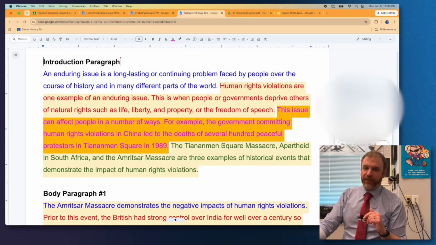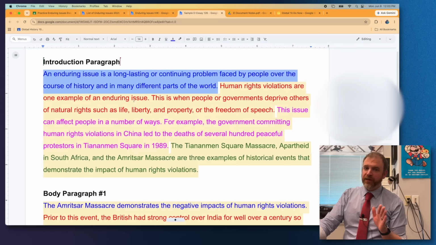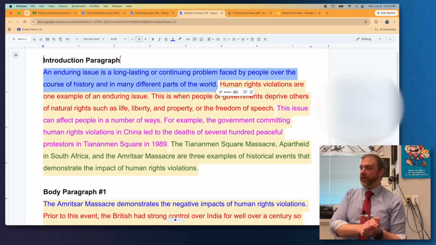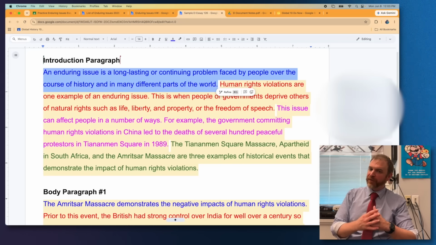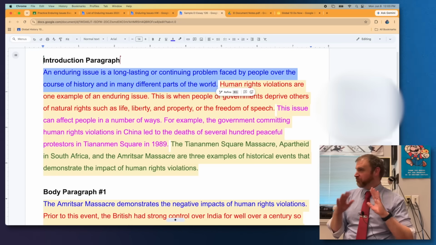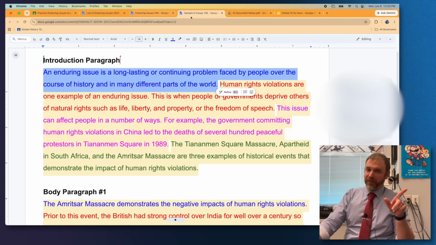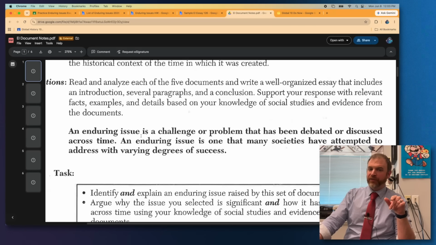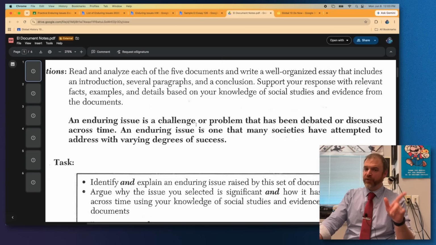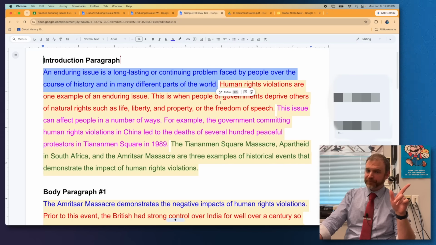So we start our essay off, and we did this last time a little bit. You tell the reader right away that you know what enduring issue means, right? An enduring issue is a long-lasting or continuing problem faced by people over the course of history. Nice. If you don't remember that, it's also in the essay task. Doesn't sound quite as nice, but it's right here for you in case you forgot. Start your essay off with that.